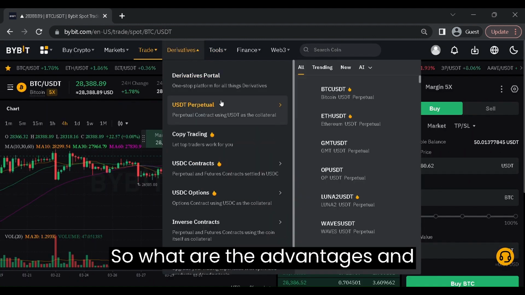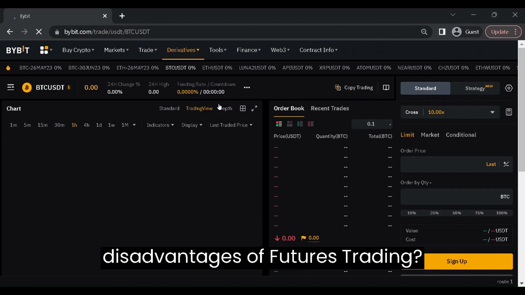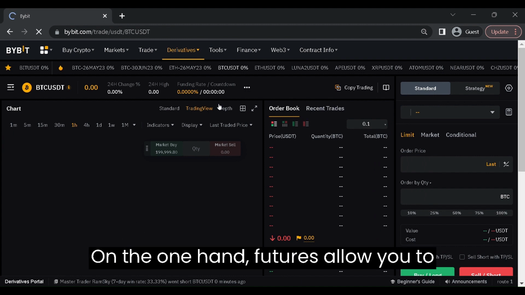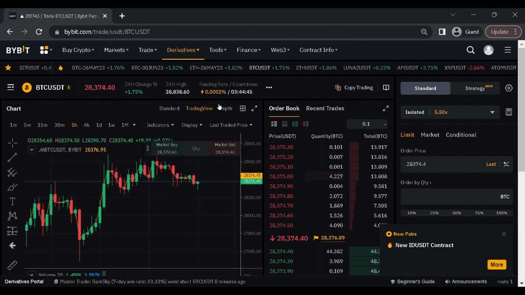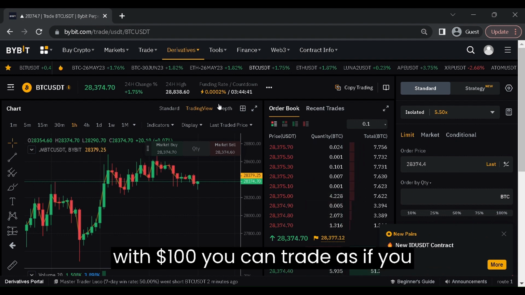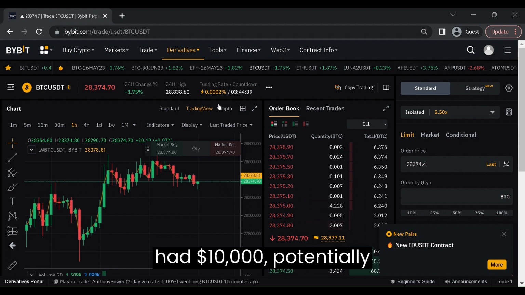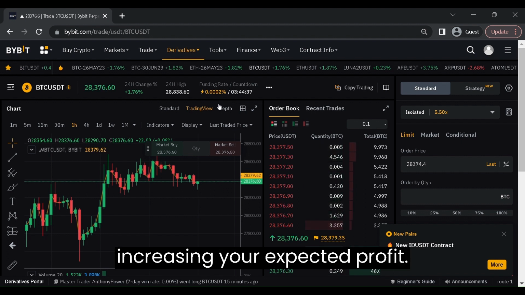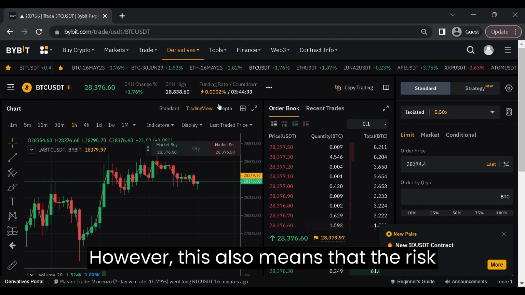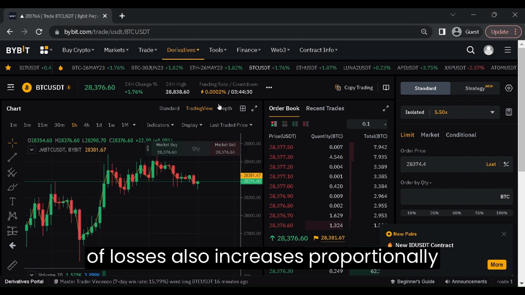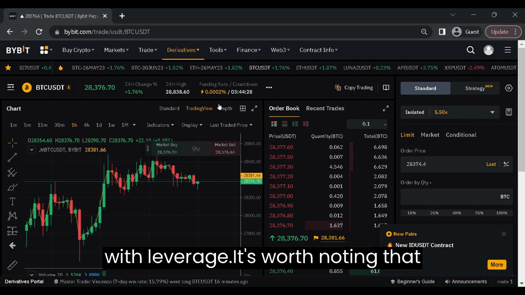So, what are the advantages and disadvantages of futures trading? On the one hand, futures allow you to use credit funds and leverage, which can be up to 100. This means that with $100, you can trade as if you had $10,000, potentially increasing your expected profit. However, this also means that the risk of losses also increases proportionally with leverage.